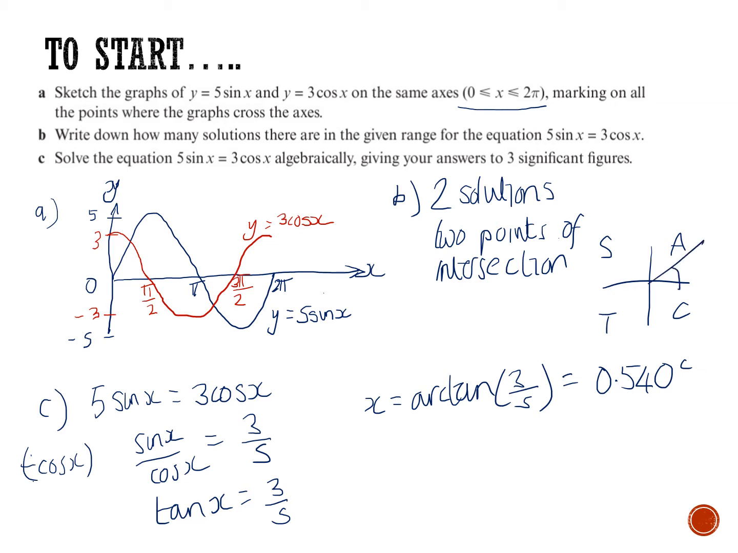0.540 is going to be this angle here. Where is tan positive? Down here. So we want that angle to also equal 0.540. How do I read that one off? You should be a real pro at doing this now. It goes all the way around like that.